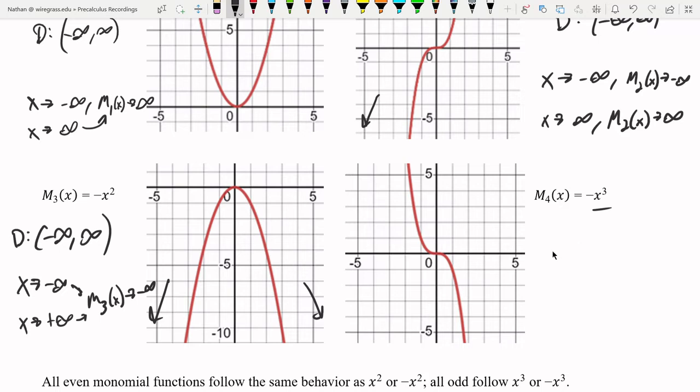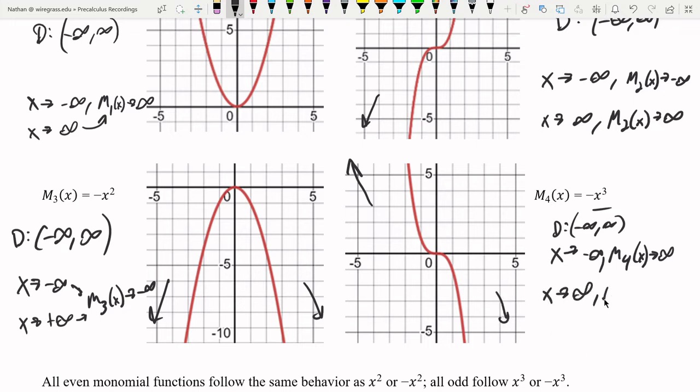And then, of course, the last one, the domain is negative infinity to infinity. As x goes to negative infinity, m4 of x goes to positive infinity, right? It goes up to the left. And as we go to the right, as x goes to positive infinity, the function goes down. So it goes to negative infinity.